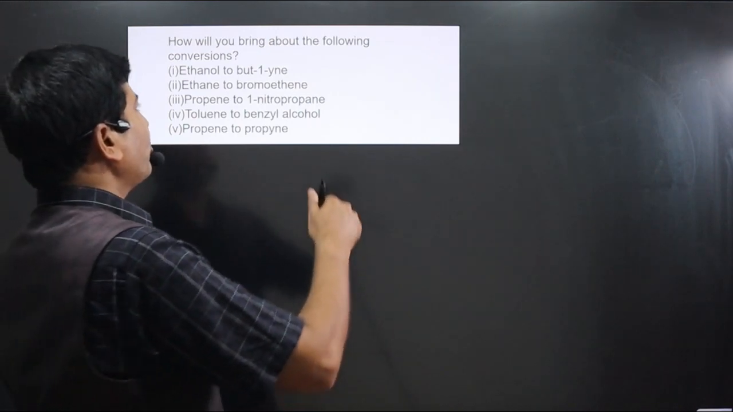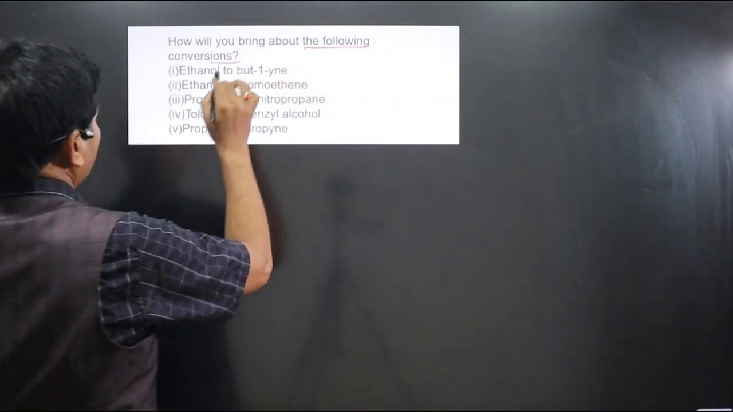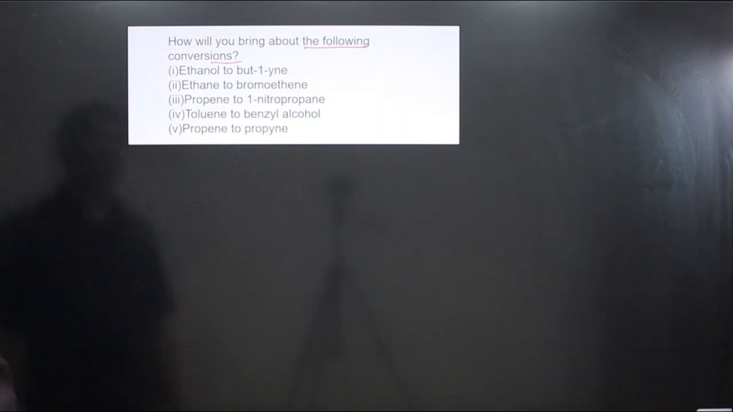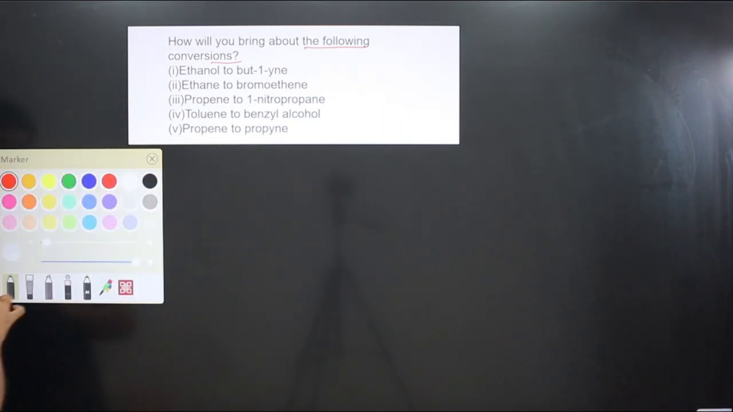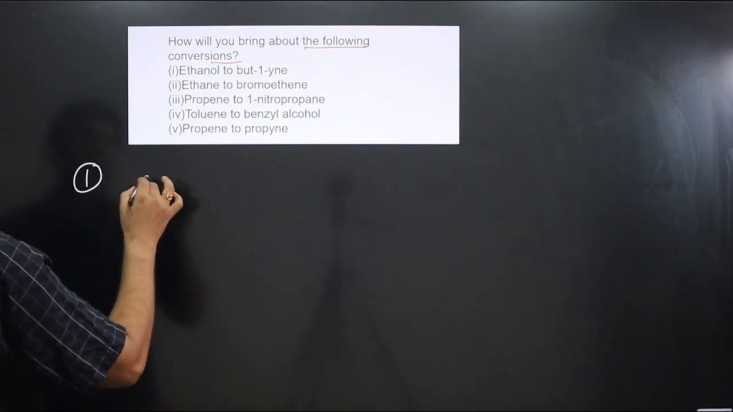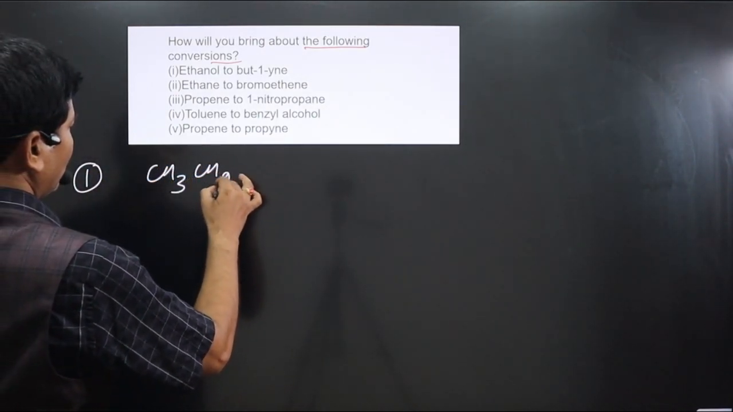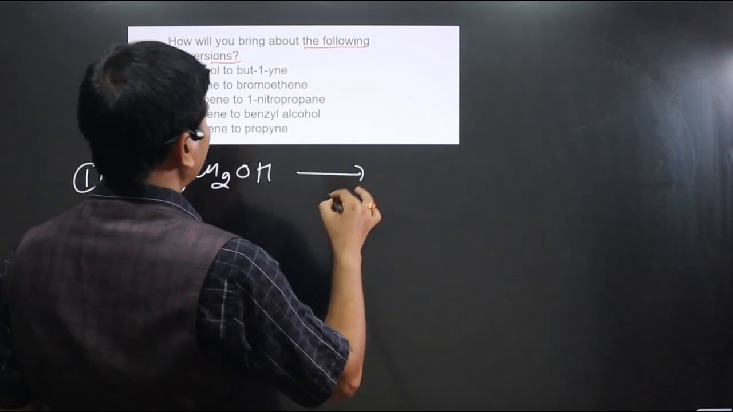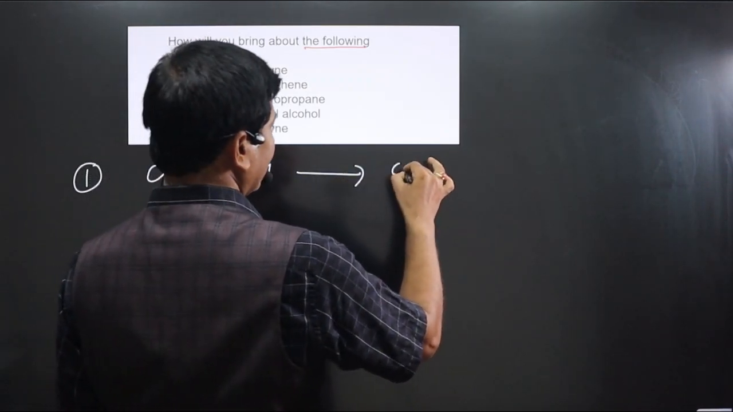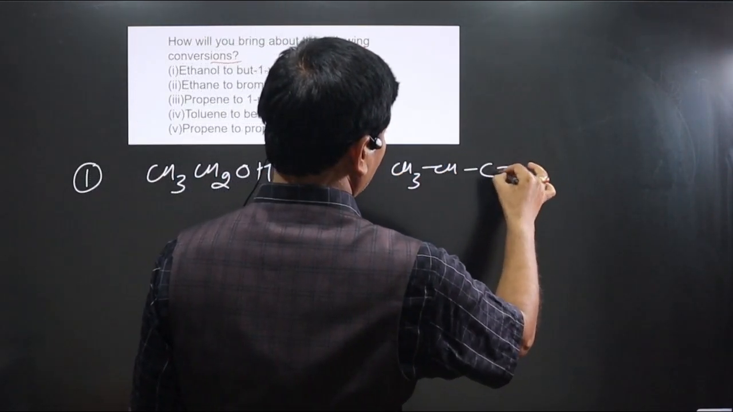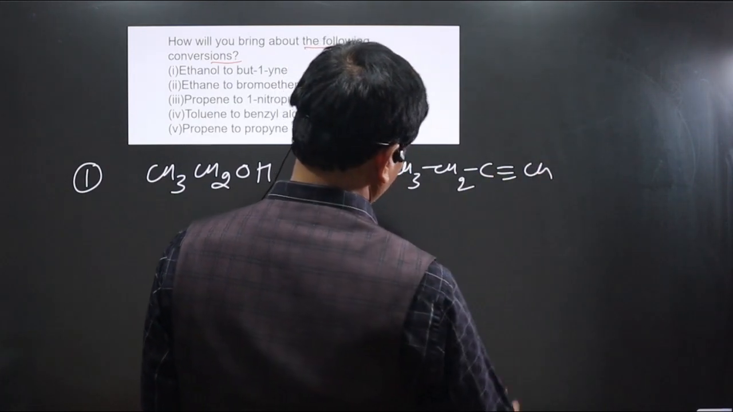The question says, how will you bring about the following conversions? First conversion is convert ethanol into but-1-yne. Let me write the chemical formula. Ethanol is CH3CH2OH, to be converted into but-1-yne, CH3CH2C≡CH.